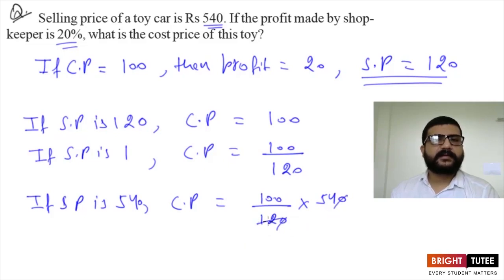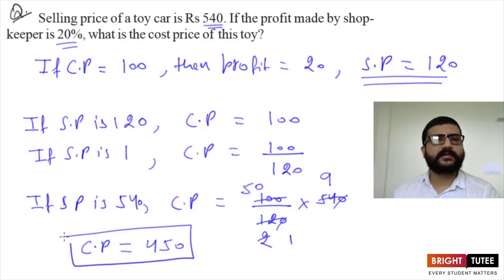Now 6 2s are 12 and 6 9s are 54. Now 2 1s are 2. 2 into 50 will give us 100. So here we are having now 50 into 9. Now what is 50 into 9? This will be the CP. CP will be equal to 450, that is 50 into 9. So now in this case also we got CP as 450 rupees.